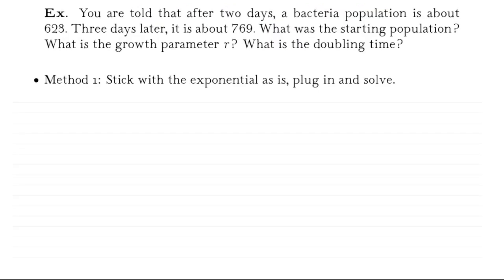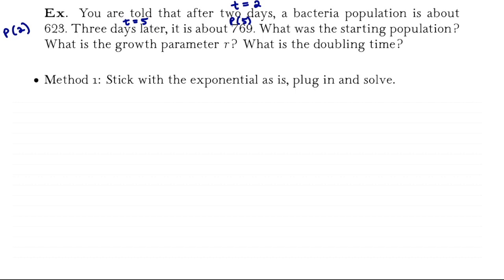Okay, so here's our problem. You are told that after 2 days, so when time equals 2, a bacteria population is about 623. So in other words, P of 2 is 623. 3 days later, I have to be careful there, that's not t equals 3, that's rather t equals 2 plus 3. So 3 days later is like t equals 5. The population is about 769. So P of 5 is about 769.